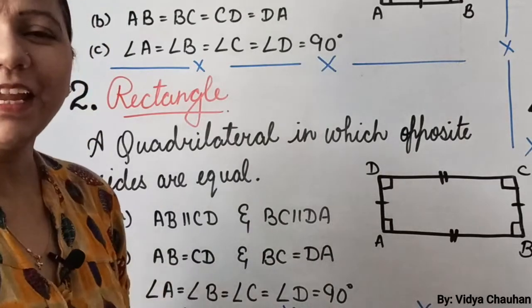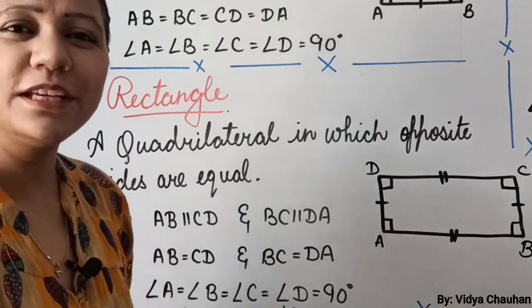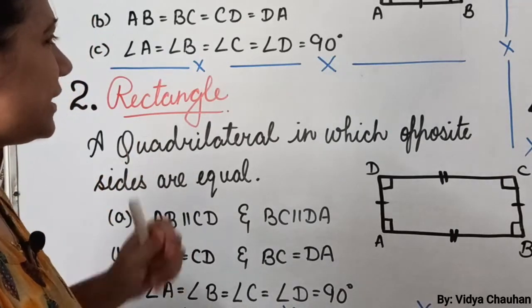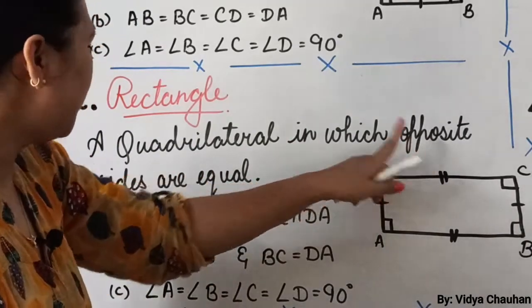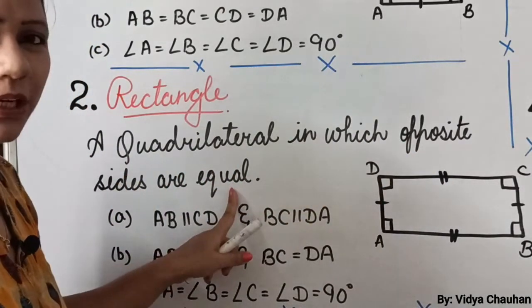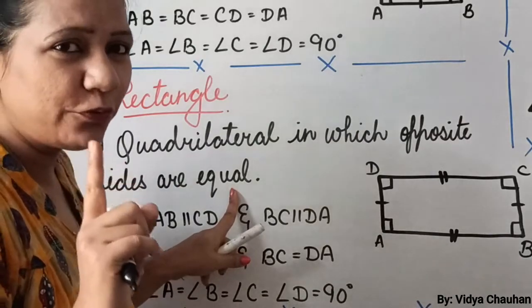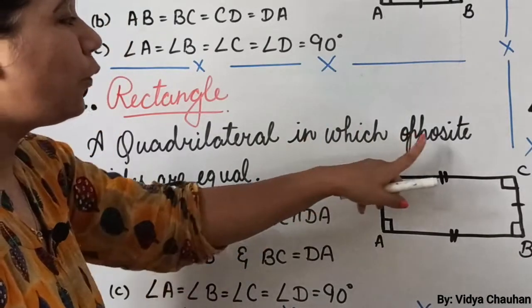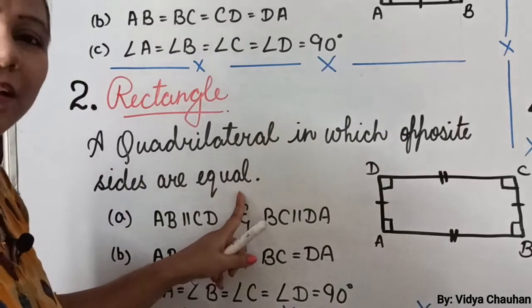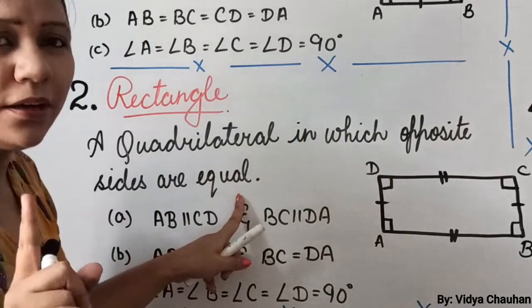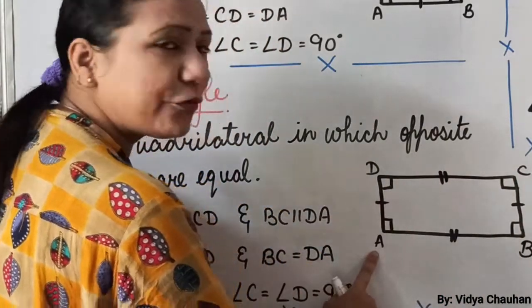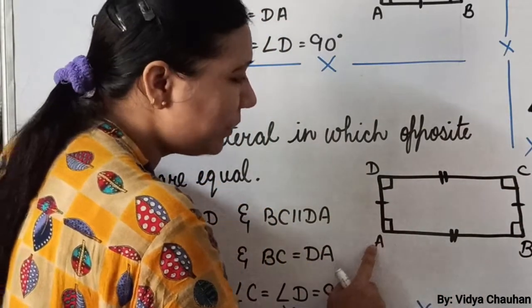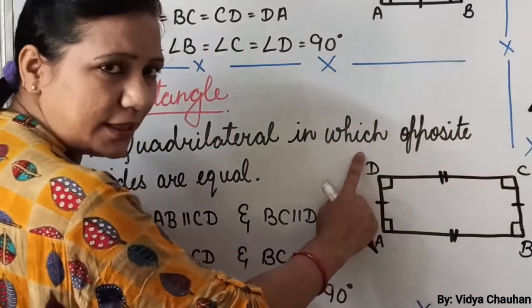Now students, the second type of quadrilateral which we have is a rectangle. So let us see what a rectangle is. A quadrilateral in which opposite sides are equal. In a square we have all the 4 sides equal. In a rectangle only opposite sides are equal. Then it is called a rectangle. As you can see here, this is a rectangle named ABCD.